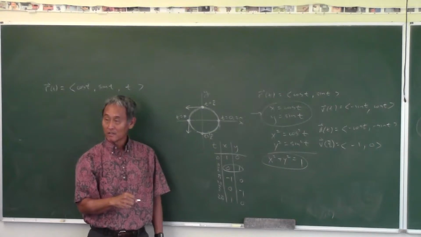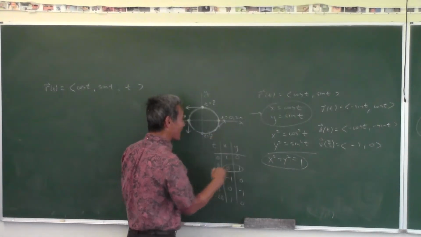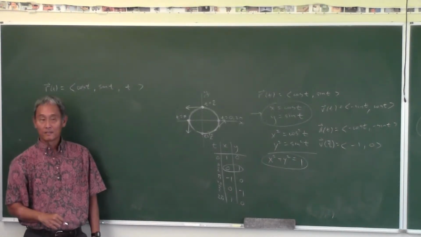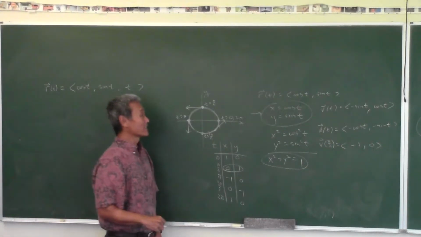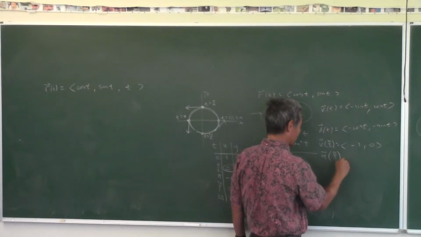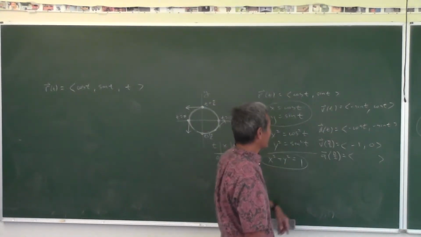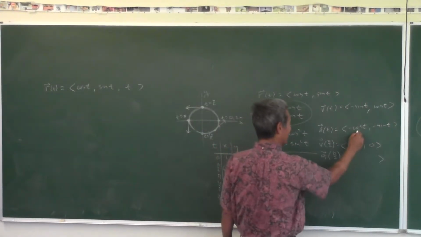Look, right here it would look like that, tangent to the circle. Remember when you let go of the string of the ball, it goes straight. It's like that. Okay, now let's do the acceleration vector at pi over 2. Plug in pi over 2 into the acceleration vector, and what do we get?